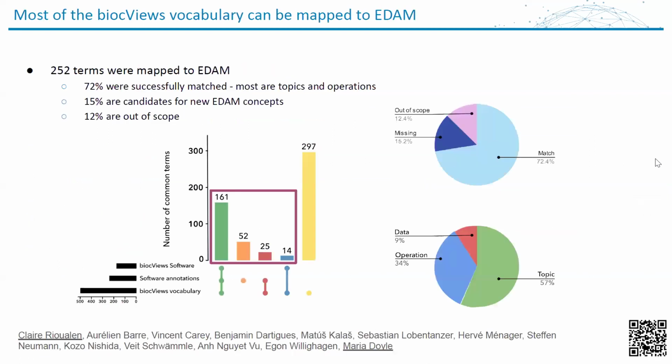So first, we tried to map the BiocViews vocabulary and the package annotations to EDAM. About 72% of the terms could be matched. About 15% would be candidates for new concepts in EDAM, and about 12% were out of the scope of EDAM. Most of the terms that matched were matched to operations and topics. That's work we did during the 2024 ELIXIR BioHackathon.